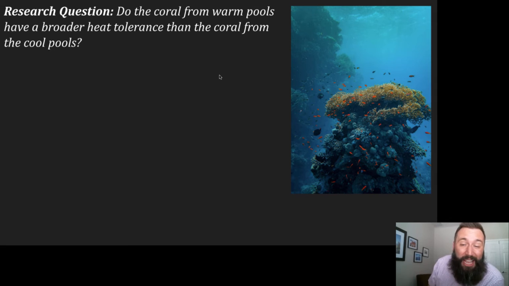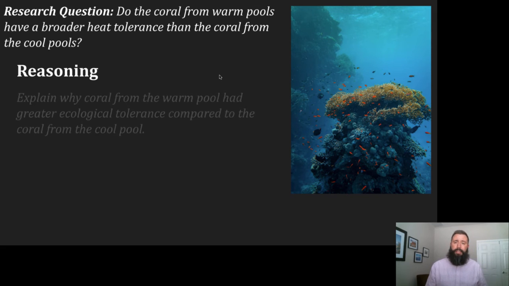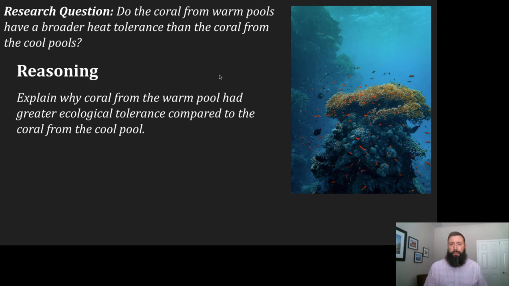So when we write out claims and evidence, the hard part sometimes is for us to include those scientific principles. The reasoning statement is just as important. And when we read scientific literature, oftentimes we can look for that evidence and that reasoning to help us try to identify the author's claim. So think about what we would have to do to write a reasoning statement for the evidence and the claim that we wrote on the previous slide, right? We're going to want to explain why coral from the warm pool had greater ecological tolerance compared to the coral from the cool pool. Think about the reason why.